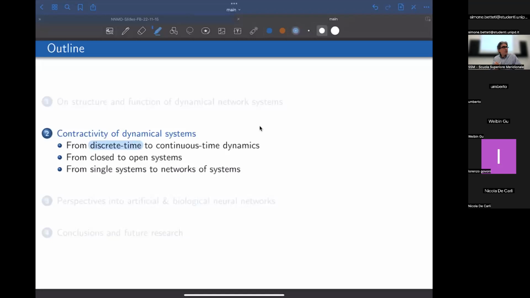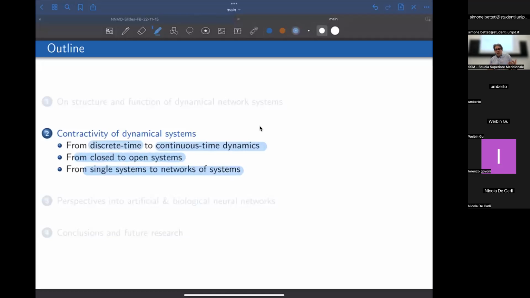And it allows me to review the standard Banach contraction theorem. And then we generalize that to continuous time. And then from continuous time, from systems that have no inputs, we're going to go to systems with inputs. And then from single systems, we're going to go to networks of systems. So start with the simplest case and then show various extensions.